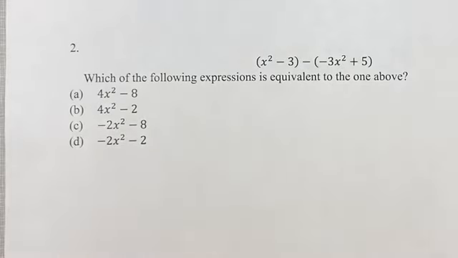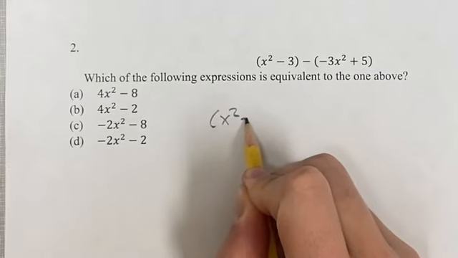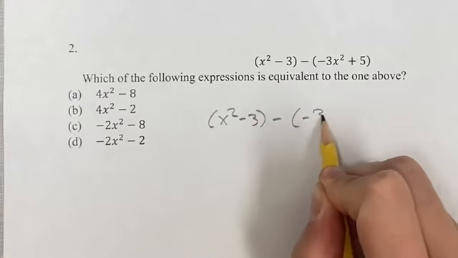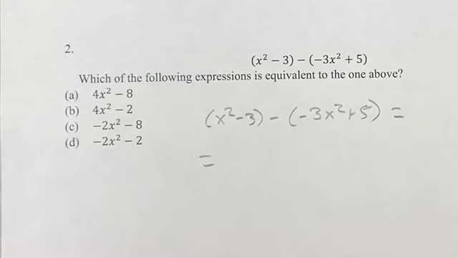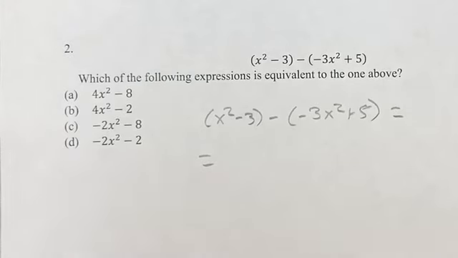In this problem, we have the expression (x squared minus 3) minus (negative 3x squared plus 5). And we're asked which of the following expressions is equivalent to the one above. So the way we're going to do this is we are just going to first get rid of the parentheses and then simplify everything by combining like terms.